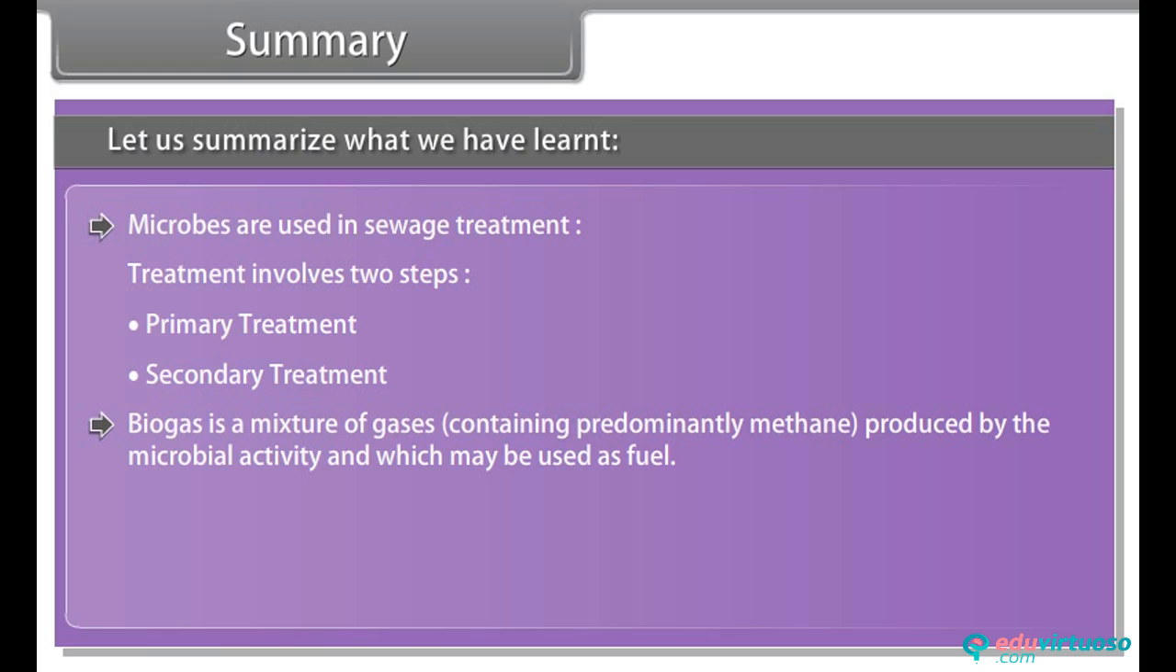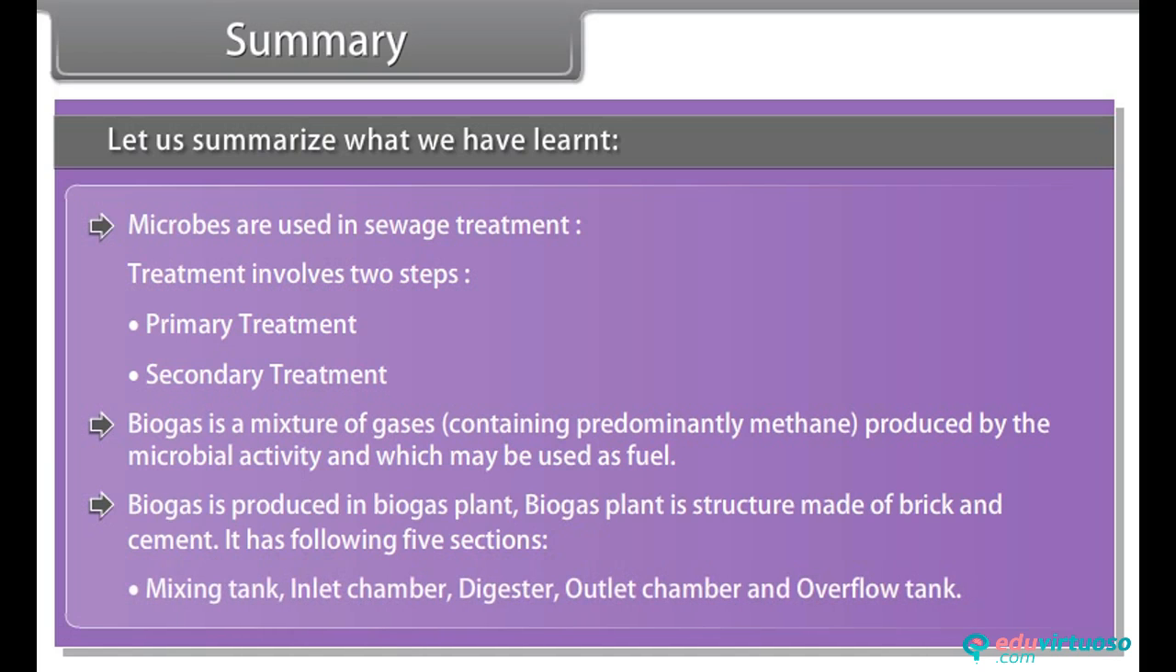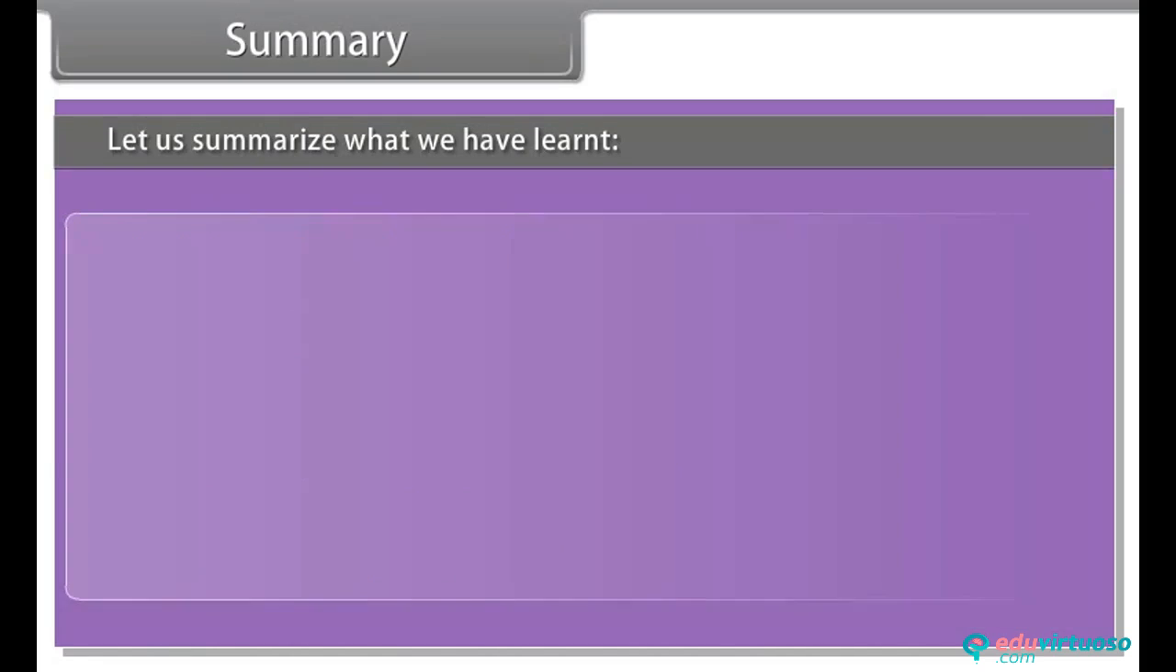Biogas is a mixture of gases containing predominantly methane produced by the microbial activity and which may be used as fuel. Biogas is produced in biogas plant. Biogas plant is a structure made of brick and cement. It has the following 5 sections: mixing tank, inlet chamber, digester, outlet chamber, and overflow tank.